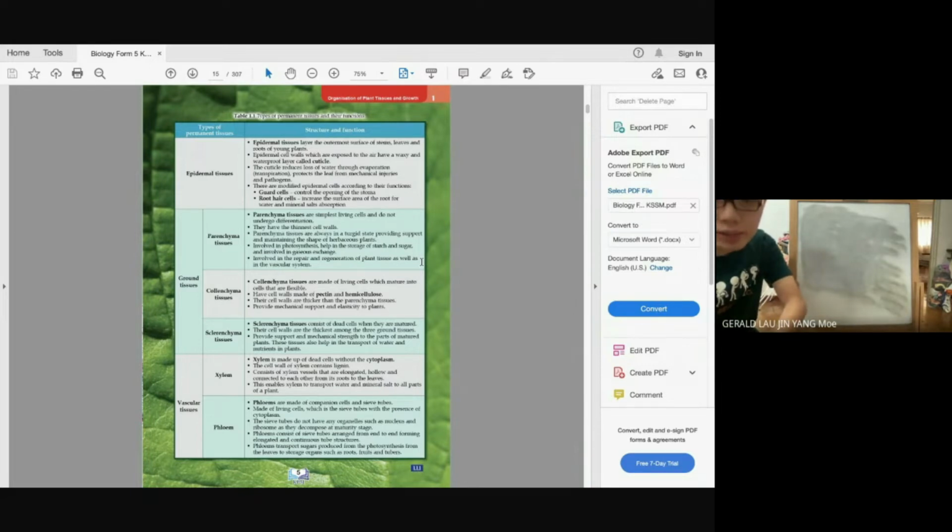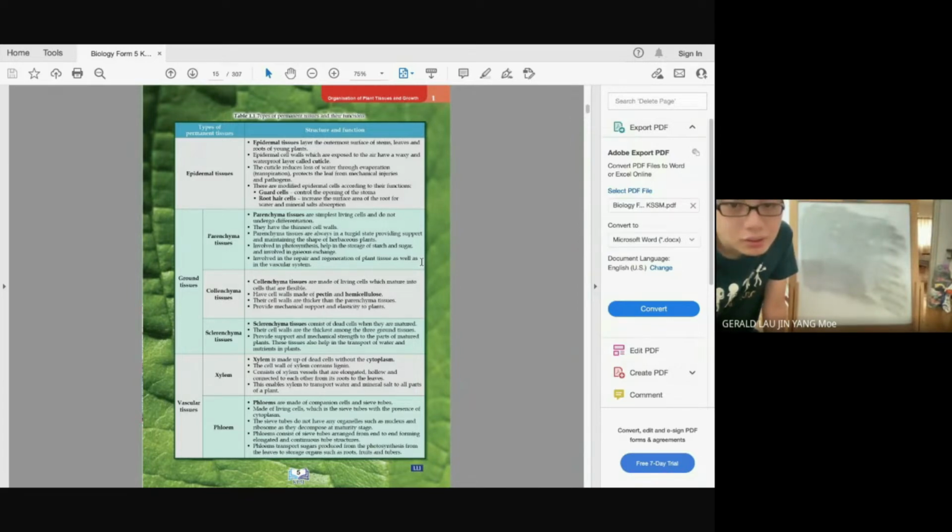So xylem is made out of dead cells without the cytoplasm. Okay, the cell wall of xylem contains lignin. It consists of xylem vessels that are elongated, hollow, and connected to each other. That means that the entire xylem vessel is hollow. That means it has holes inside, and then it's continuous. From the leaf all the way to the root it is continuous. Okay. This enables xylem to transport water and mineral salts during transpiration. Phloem is for translocation, with companion cells and also sieve tube elements, okay.